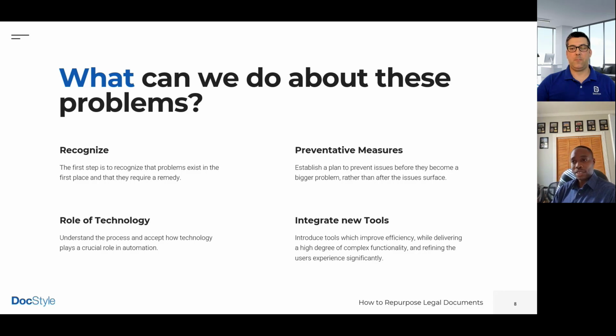So you have to embrace technology. Understand that the process and accept how technology can play a crucial role in fixing your problems and in automation of the entire process or workflow so that you can avoid the problem altogether. And then integrate those tools. You want to introduce tools that are efficient and solve complex problems without adding too much complexity to the user experience.